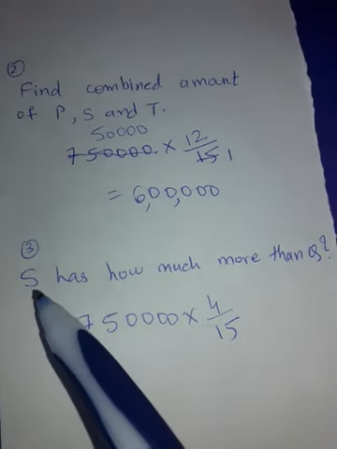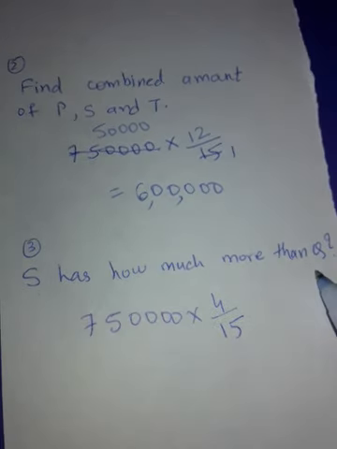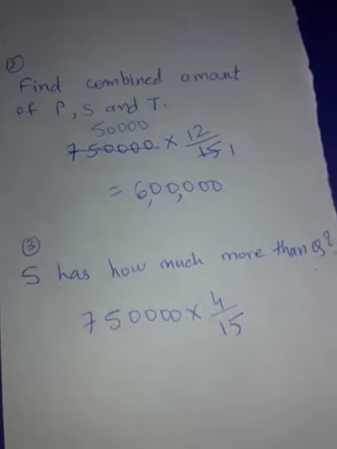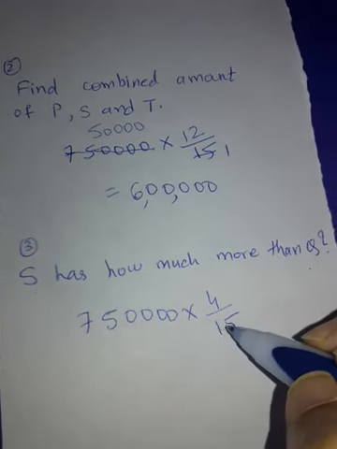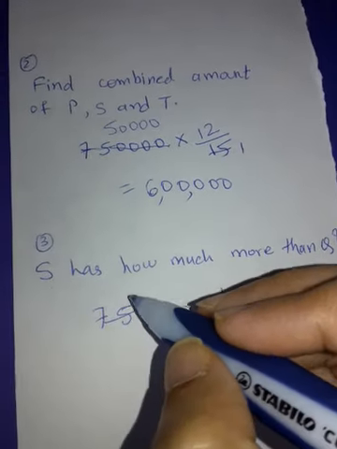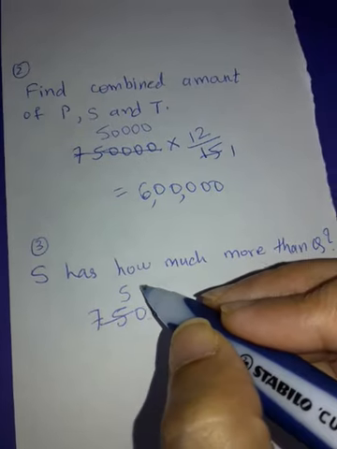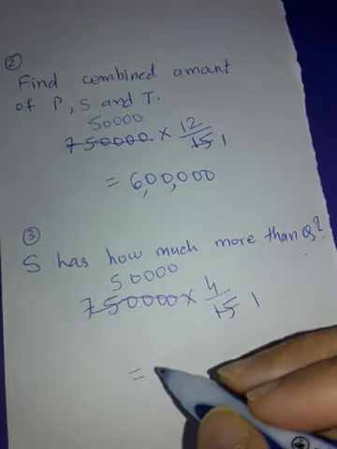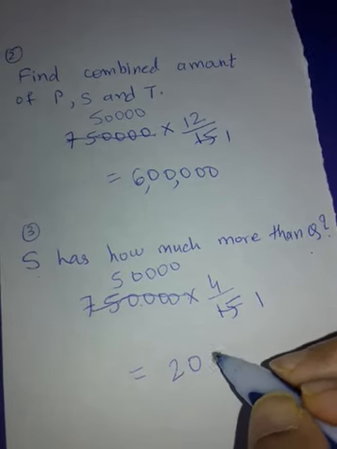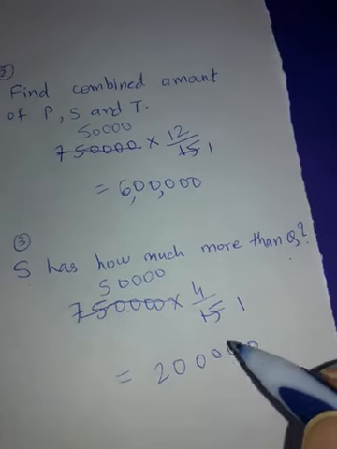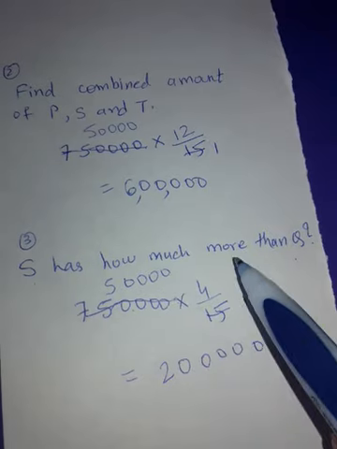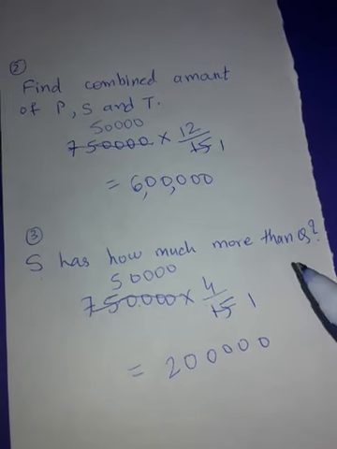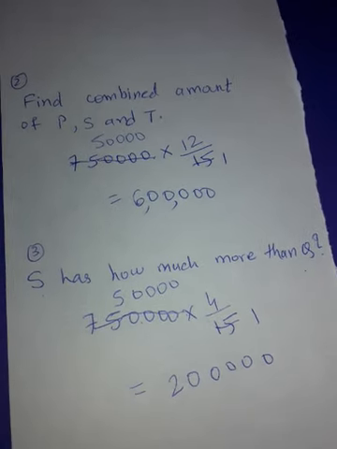We can either find part of S and then part of Q and take the difference, that is also fine, but this will save our time. 4, 1, 2, 3, 4. You need to be very careful about these zeros. So that means S has 2 lakhs more than Q.